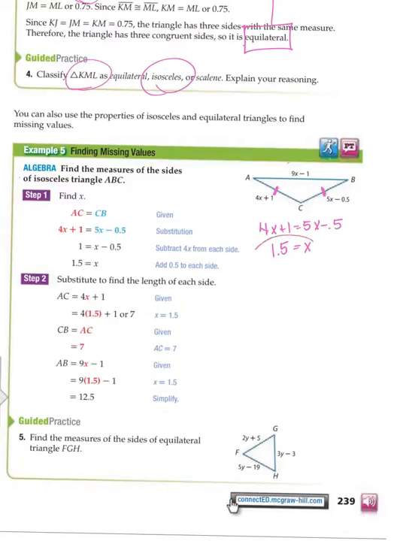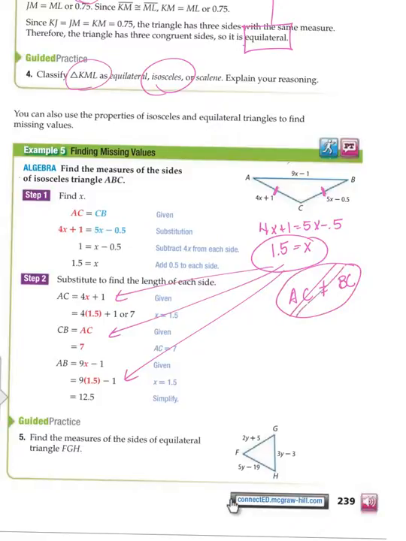Then I take that 1.5 and I plug it in to find the different measures. When I plug in AC, if it does not equal BC, then I know I've done something wrong and I need to go back and check my arithmetic. So be very careful and use your little hints that allow you to check.